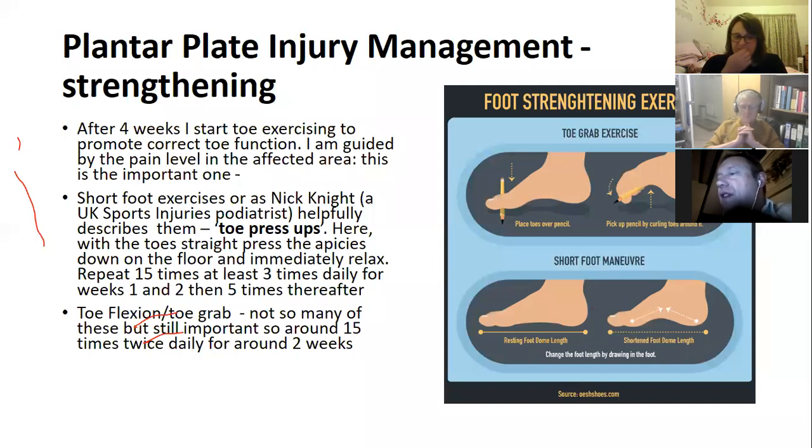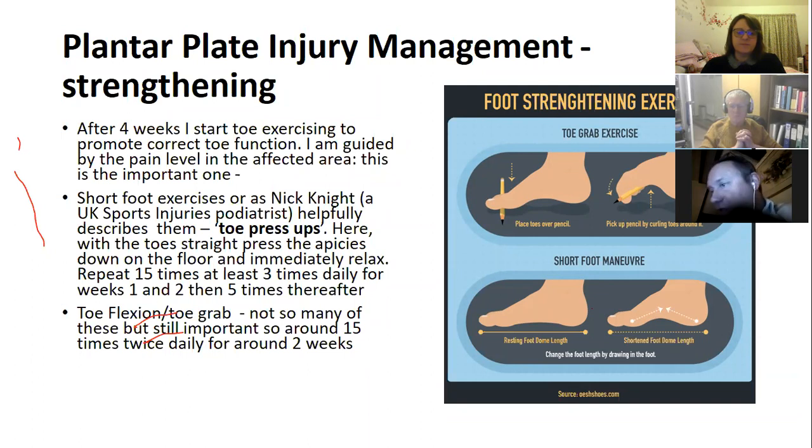That restores strength in your lumbrical muscles, your interossei muscles, and your flexor digitorum brevis. Principally these very important extending muscles. And you should do them generally about 15 times, 15 foot domes, about 3 times a day for probably about the first 2 weeks, and then move on to 5 times a day.